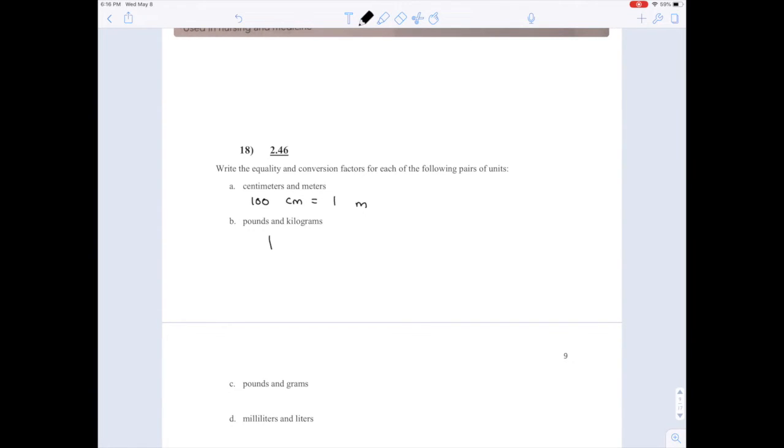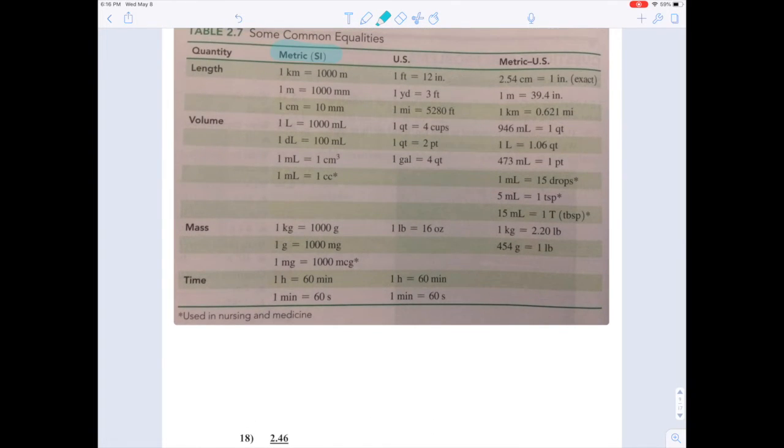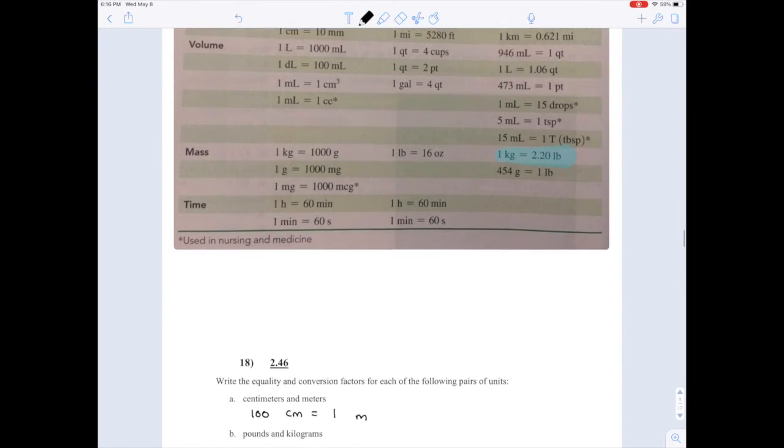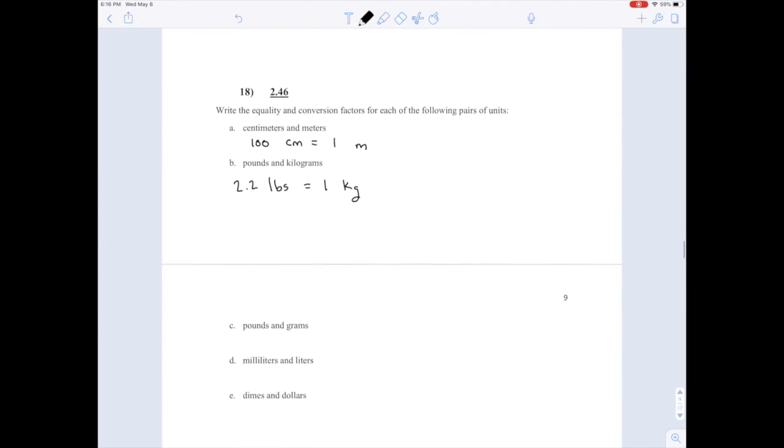Okay, B. Pounds and kilograms. How do those two units relate? How do pounds relate to kilograms? And this is a really useful one to know as a nurse because you'll often weigh people in pounds, but the doctor will want the measurement in kilograms because that's the unit that scientific work is done in. So pounds are a US unit, kilograms are a metric unit, and so we're going to be looking at this far right column here. Pounds and kilograms are at the bottom. There's 1 kilogram equals 2.2 pounds. So there are 2.2 pounds in 1 kilogram. And that's how we'd get that conversion factor.